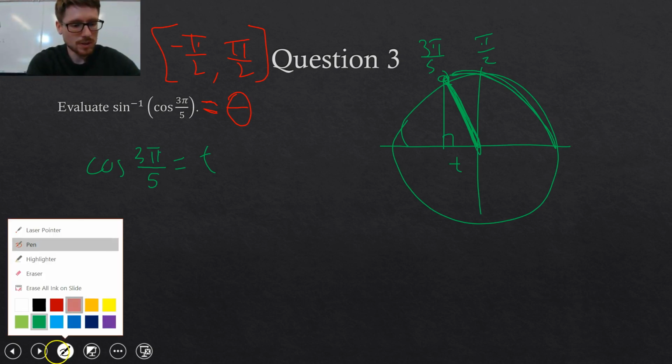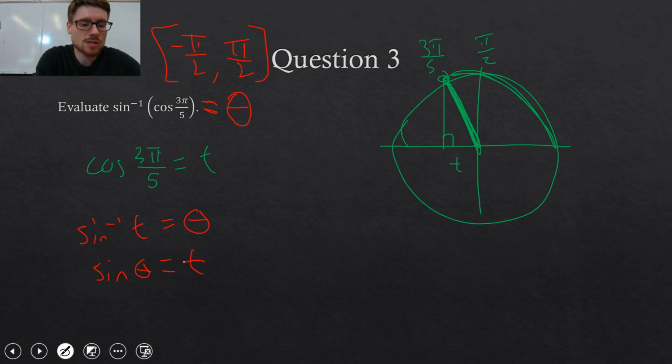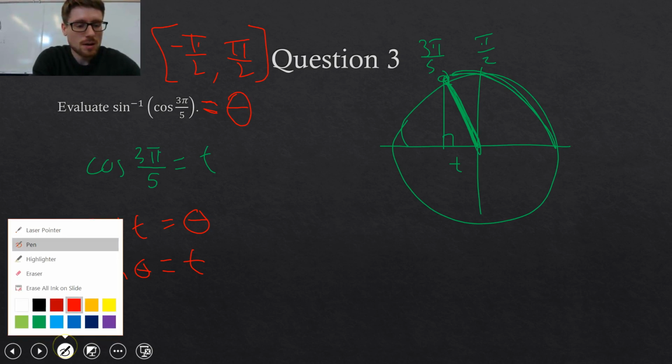So what are we trying to find? We're trying to find sine inverse of t. That's equal to the angle where sine of the angle equals t. So we are interested in finding what theta, what angle, would we take the sine of and get that same value t that we have in this picture over here on the right. So where does this triangle belong?